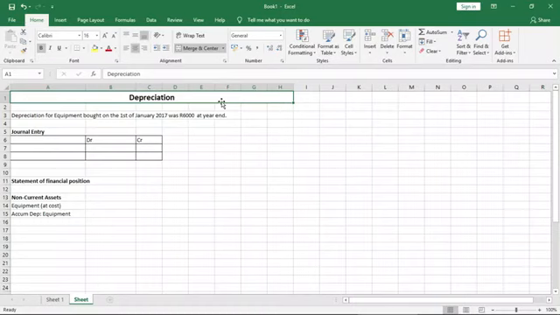Welcome to Counters. In this lesson we'll be looking at depreciation and how to account for it in the journal entry and also in the statement of financial position.